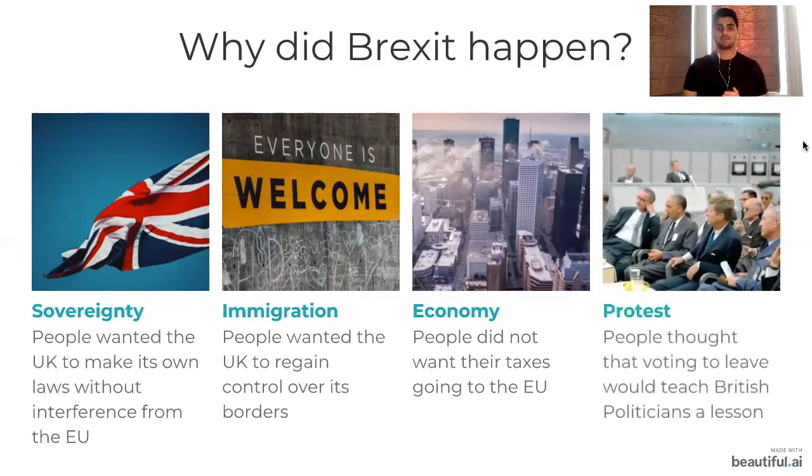And finally, which is kind of a fringe reason, I would say, is that actually people voted for Brexit to protest, right? People thought that by voting to leave, it would teach British politicians a lesson, a protest vote. People disillusioned with the political class, the elitist class, and it was the working class rising up and sticking it to some politicians at the top.